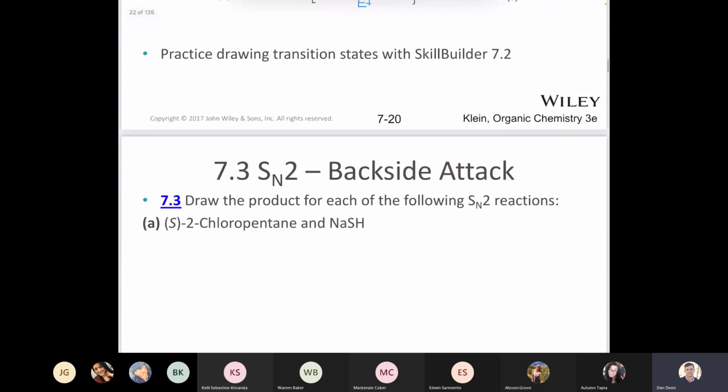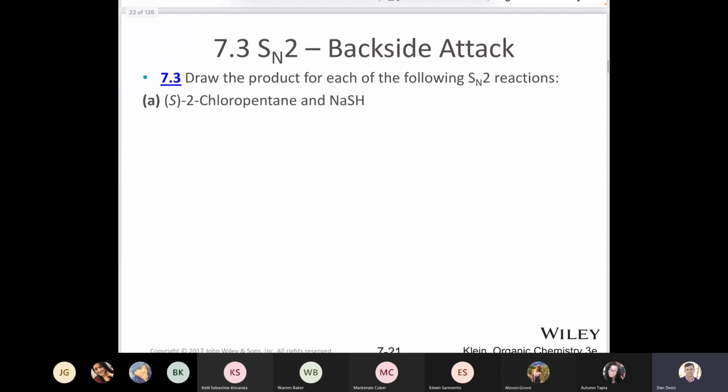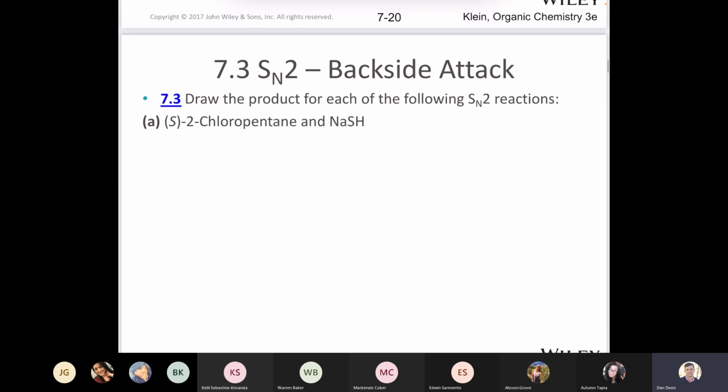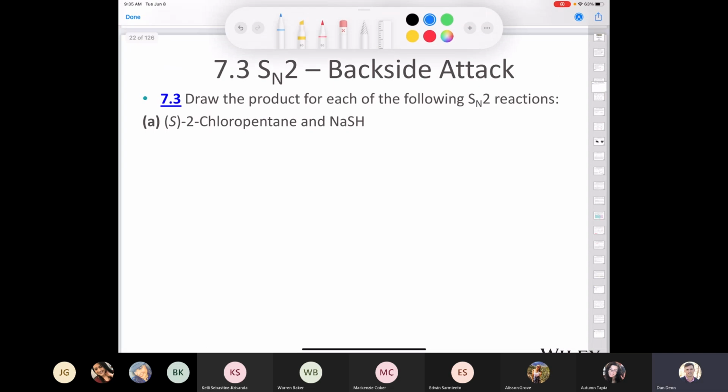Now, what is much more important would be to do a question like this, where it says draw the product for the following SN2 reaction. So we're going to draw the product that's formed when we react S-2-chloropentane with sodium hydrosulfide. Well, let's see here. So again, this is called sodium hydrosulfide.